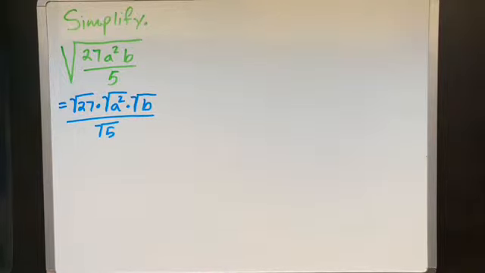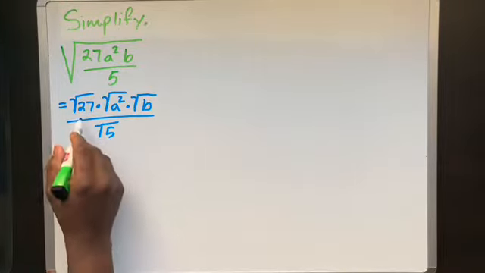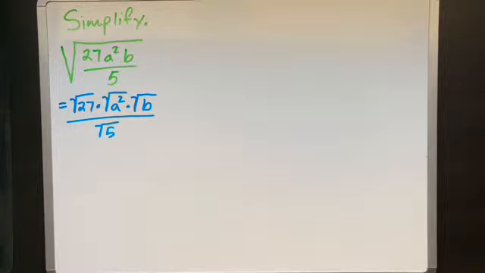Now, what we want to do is see if we can find some perfect squares. A perfect square is a case where we can take the square root of a number and get another number. Like 25 is a perfect square because the square root of 25 is 5. 49 is a perfect square because the square root of 49 is 7. So I see that we have square root of 27 here, and the factors of 27 are 3 and 9. 3 times 9 is 27. 9 is a perfect square.